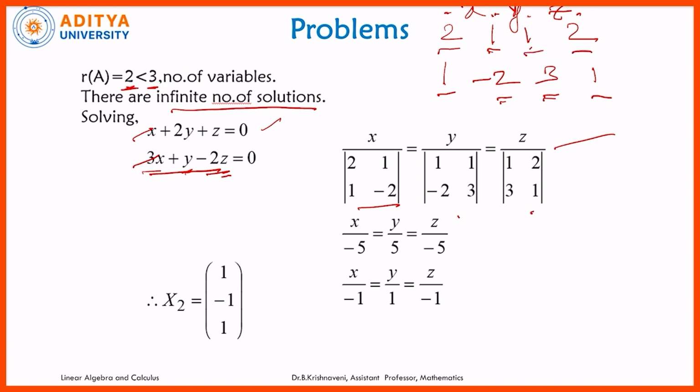On calculating, this becomes x by minus 5, y by 5 is equal to z by minus 5, which can further be written as x by minus 1 is equal to y by 1 is equal to z by minus 1. Therefore, the eigenvector is x2 is equal to (1, minus 1, 1).